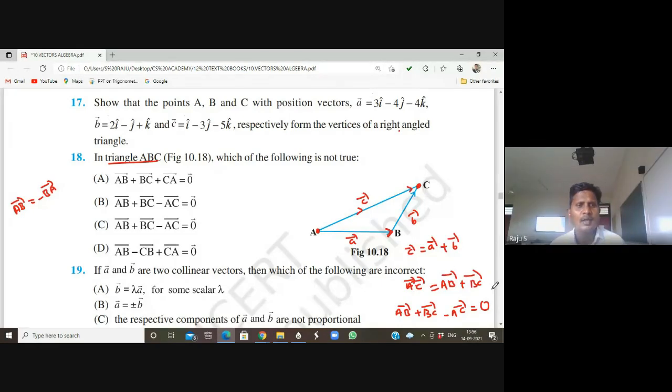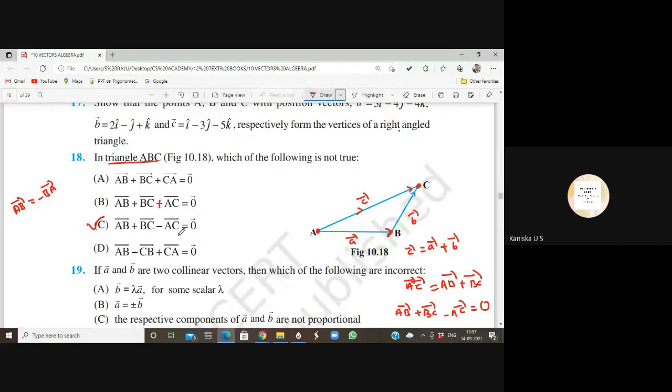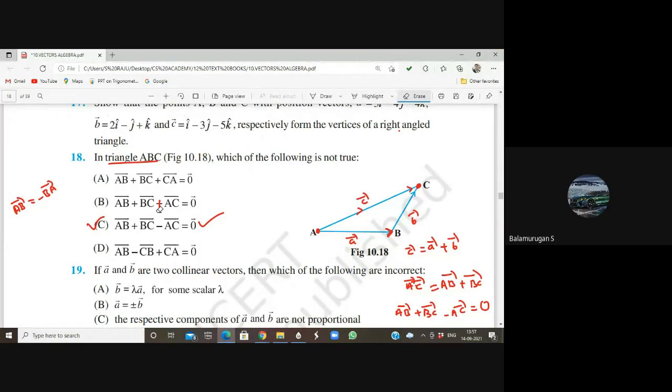Yes. Actually, here it is plus. You can change option B, that is plus: AB plus BC plus AC is equal to 0. Option C is right. You can change the option in the question. Which is not true, sir? In the question it's given like that, sir. Which is not true means, yes, this is only not true.